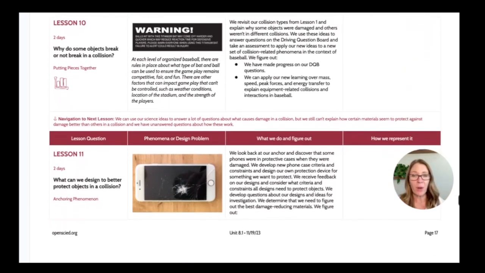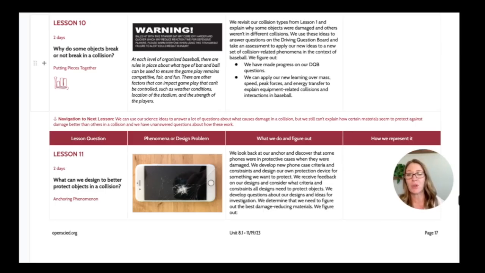In lesson 10, we are actually finishing up the science ideas portion of this unit, and we're going to take what you can consider an end of unit transfer task, because lesson set 3 is going to be an engineering challenge that uses all the science ideas. But this is the end of the science idea development, and we're going to take an end of unit transfer task, and it's going to be talking about why some objects break or not break in a collision.